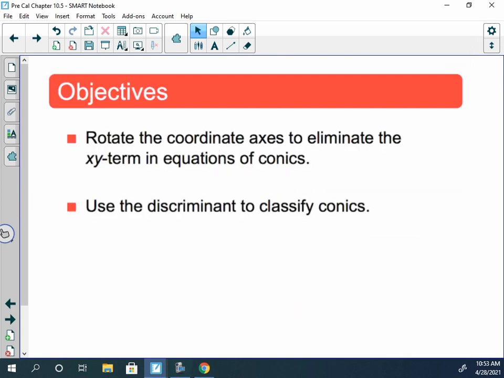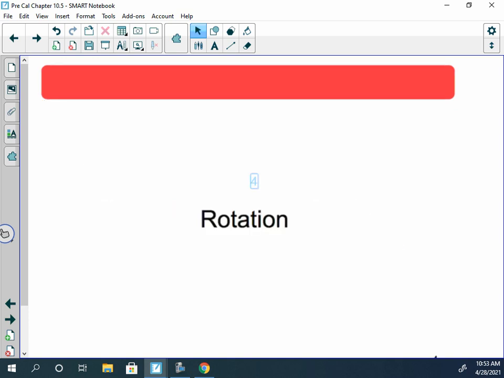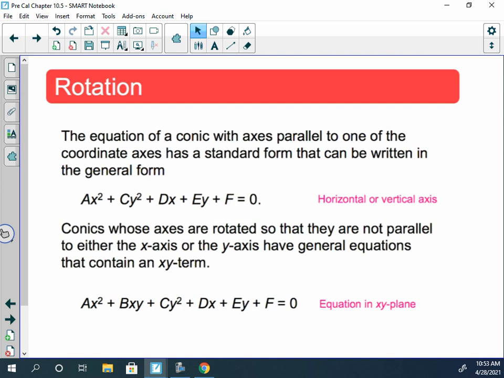So we want to rotate the coordinate axis to eliminate the xy term. Essentially what we have are conic sections that are not going up, down, left, or right. They're at angles, and we want to rotate them back so that they are actually on the xy coordinate plane. So parabolas are going to either open up, down, left, or right.